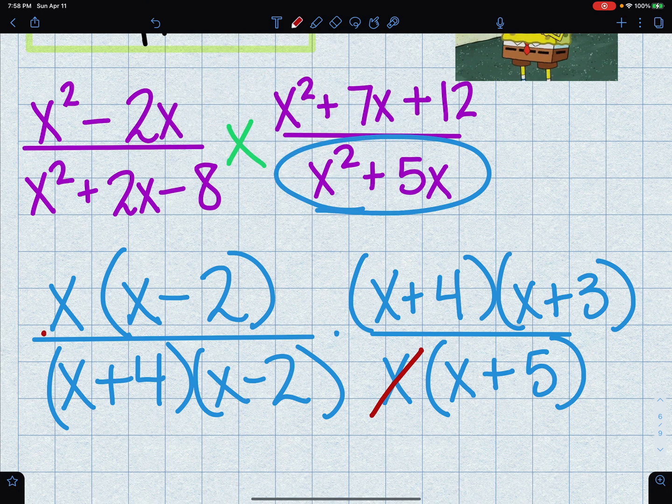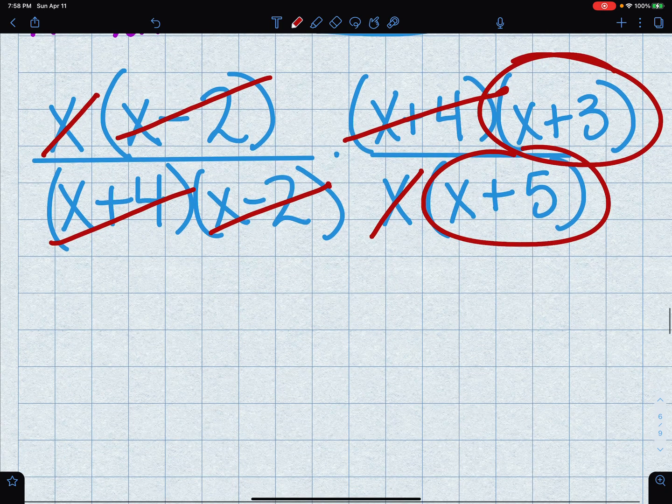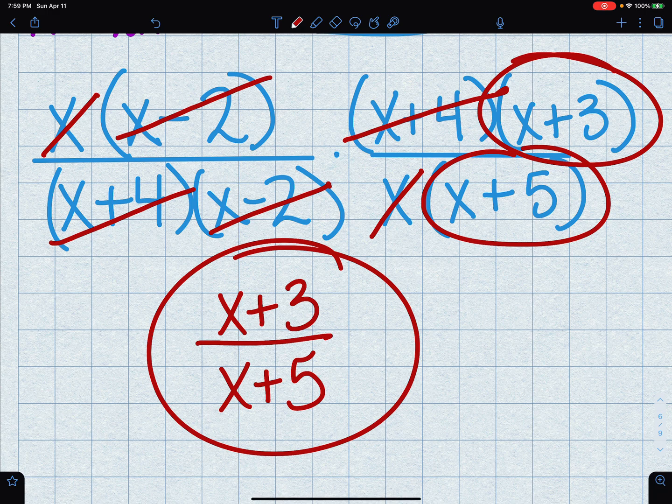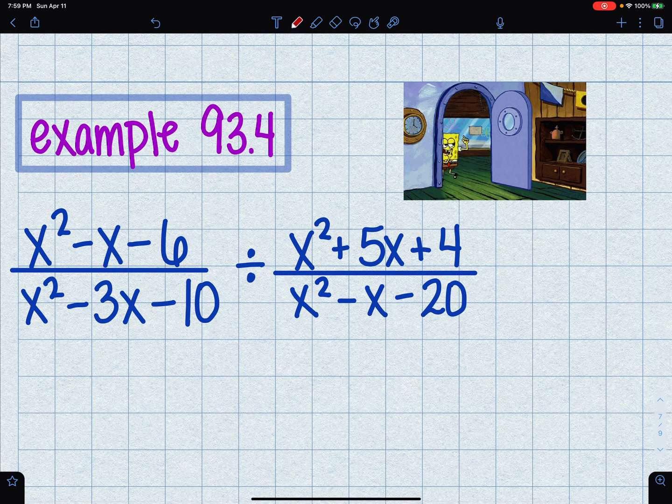Okay, so then let's get out the red pen and start canceling because these problems were designed just for you. This x can cancel with this x. X minus 2, x minus 2. What else? Anything else? X plus 4, x plus 4. And then we're left with this over this. So the answer is going to be x plus 3 over x plus 5. Sweet! Super satisfying, right? That's awesome. You've got this now. You're feeling confident. Let's do one more example, 93.4.